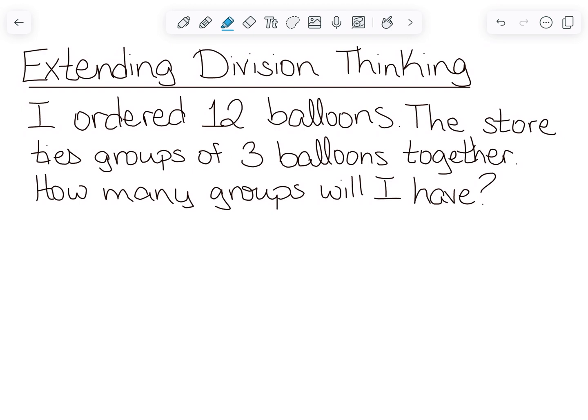For the first example, I ordered 12 balloons. The store ties groups of 3 balloons together. How many groups will I have? This one is going to be measurement division. What we know is the 3 balloons tied together, so we know how many are in a group, but not how many groups we have.